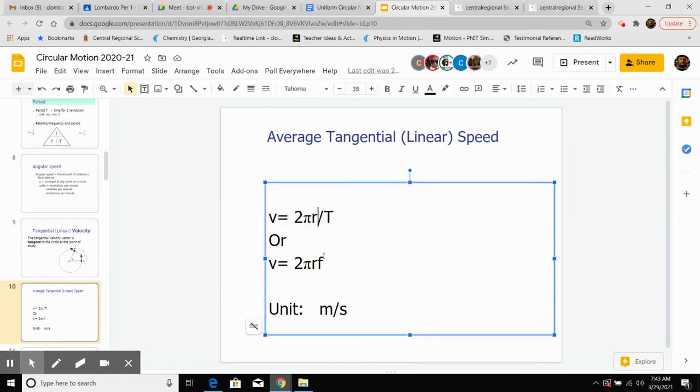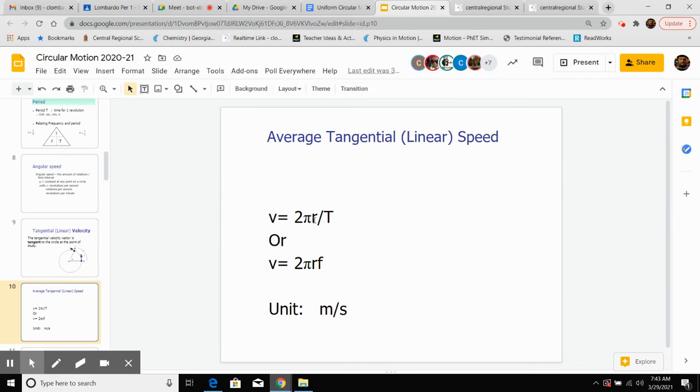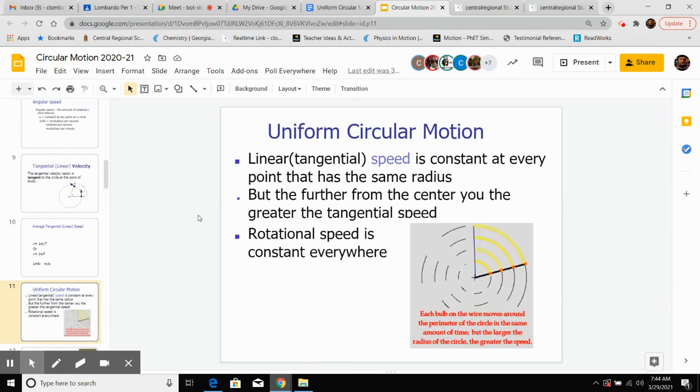Now, there are 2 ways you can solve for that. If you know the radius and either the period or frequency, you can use one of these two. So 2 pi times r divided by the period, or 2 pi r times the frequency, and we are going to use that in meters per second. That also means you need to make sure period is in seconds, frequency is in hertz, and that radius is in meters for all of that to work.